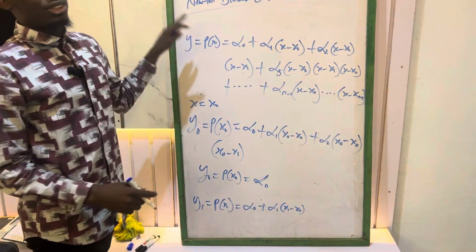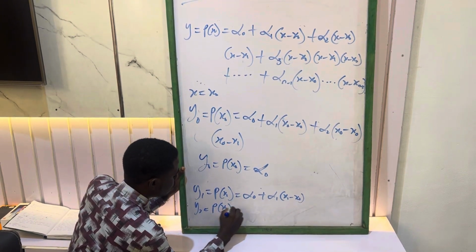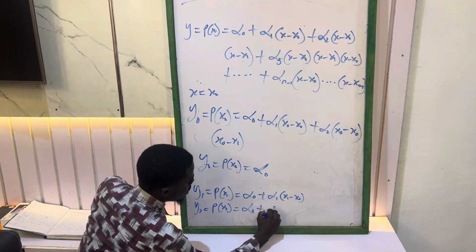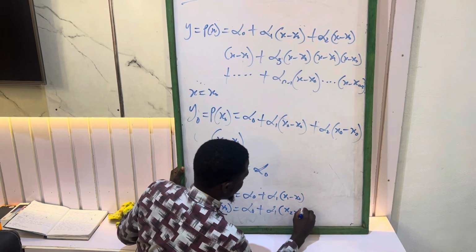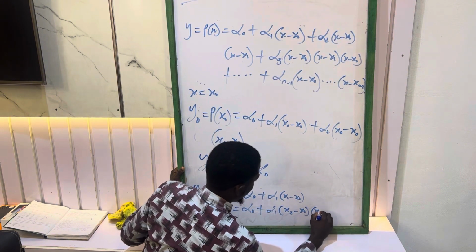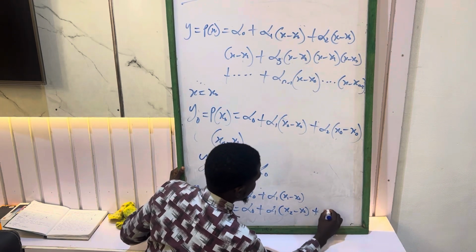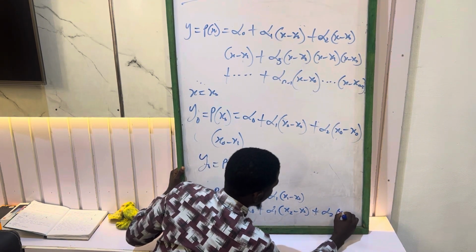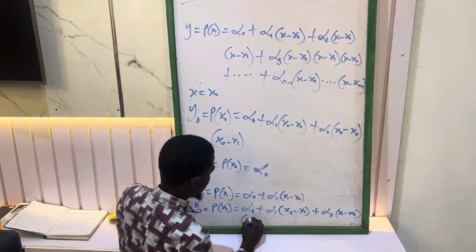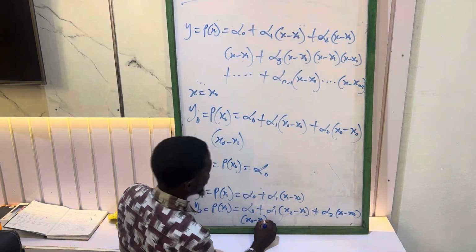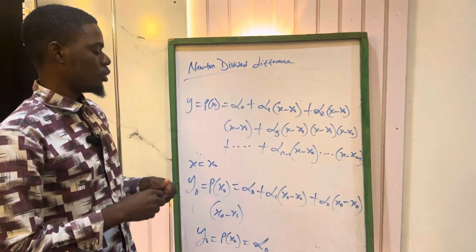If you continue following this trend, you're also going to have that y2, which is also equal to p of x2, is going to be equal to alpha naught plus alpha 1 into bracket x2 minus x naught, plus alpha 2 into bracket x2 minus x naught also multiplied by x2 minus x1. Usually here you're going to stop where you're not going to have any 0 in the particular equation. So you're going to stop here.